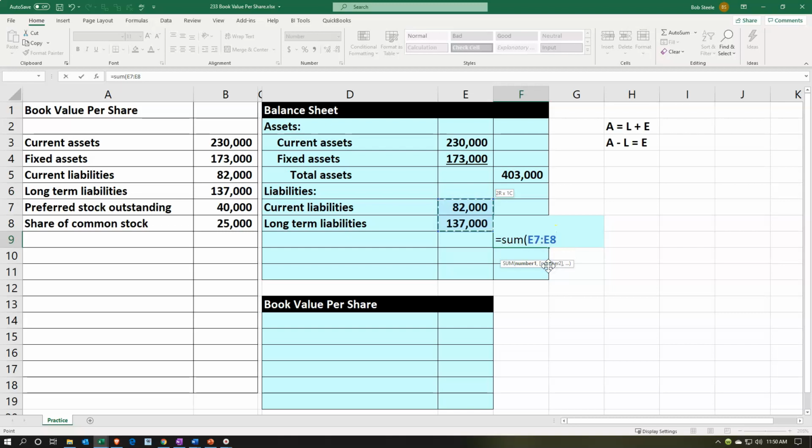So the sum of E7 to E8, E7 colon E8. You can close it up, but you don't need to if you only have the sum function, because it won't give you a little error sign. And when you go back into that, you'll see it closed it up.